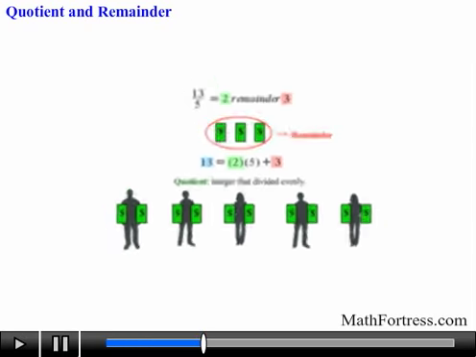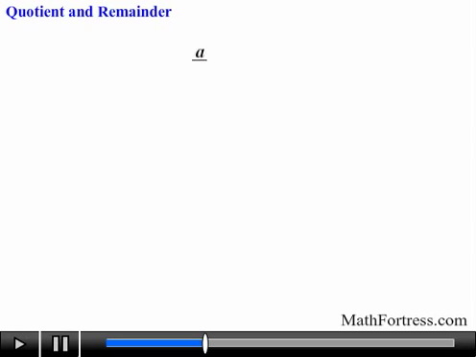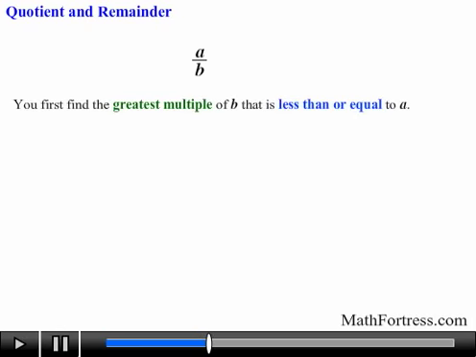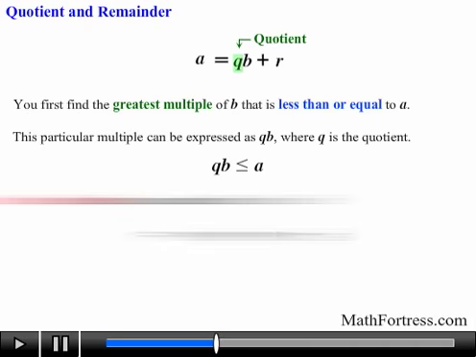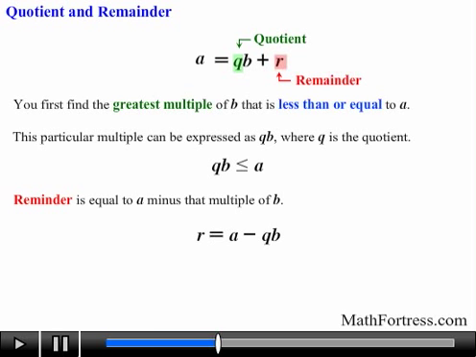In general, when a positive integer, say a, is divided by a positive integer, b, you first find the greatest multiple of b that is less than or equal to a. This particular multiple can be expressed as qb, where q is the quotient, and the remainder is equal to a minus that multiple of b. Notice that the remainder r is always greater than or equal to 0, and less than b.